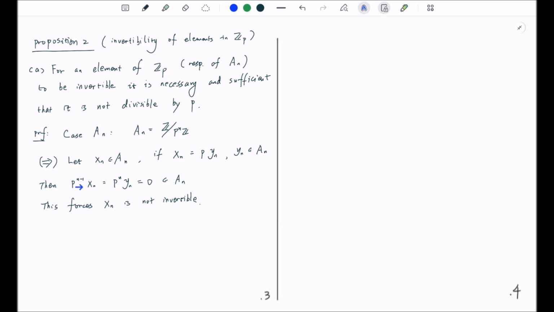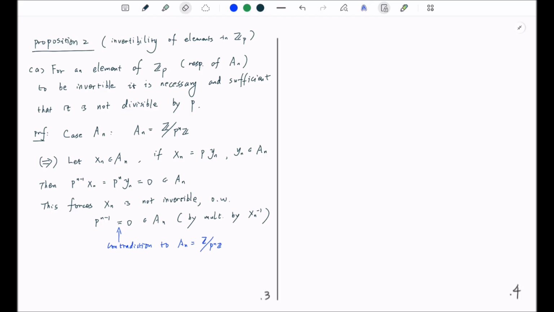Otherwise, we multiply both sides of this equation by x_n inverse. Then we will get p^(n-1) is equal to 0 in A_n. But we know that A_n is Z mod p^n Z, so this is not equal to 0. So this is absurd. Therefore, x_n must not be invertible. And this completes the forward direction.